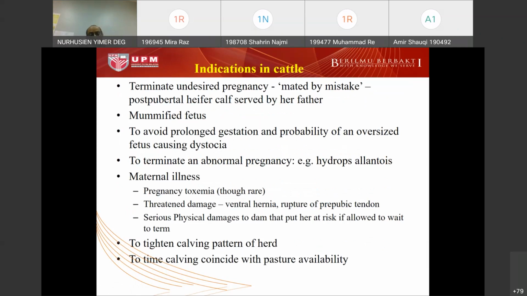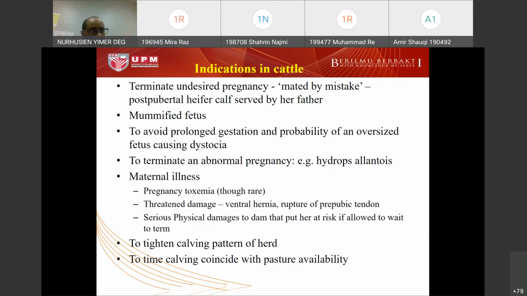So continuing the indications in the various species of animals, to see it in a bit more detail. One of the indications in cattle is, of course, to terminate undesired pregnancy. For example, maybe you have a cow meant for breeding using selected semen from a Frisian bull. But unfortunately, a bull suddenly comes up and mounts the cow and inseminates it. So you don't want that kind of pregnancy, isn't it? If this is the case, then you can induce the parturition, terminate pregnancy, and go to your pre-planned breeding schedule. So that can happen.